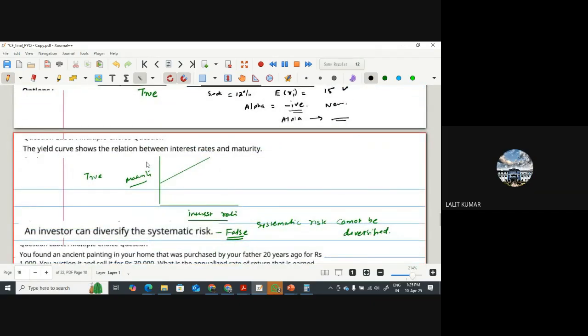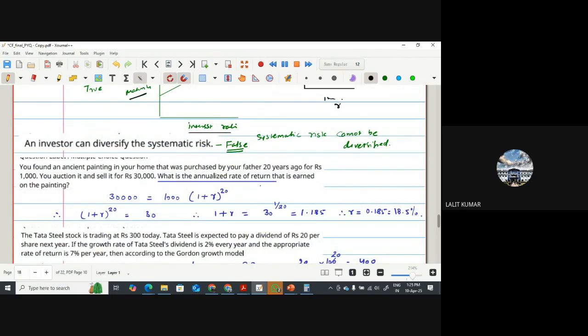Then the yield curve. What is the yield curve? The yield curve is basically the relation between the interest rate and the maturity. What will be the maturity amount? That gives you the yield curve. So this is your interest rate, R, and what is your amount? So this is your yield curve.